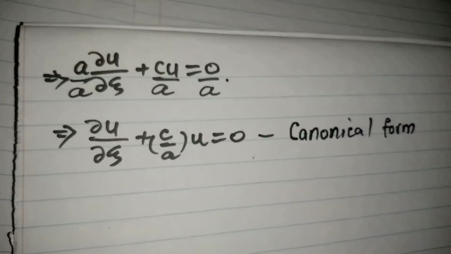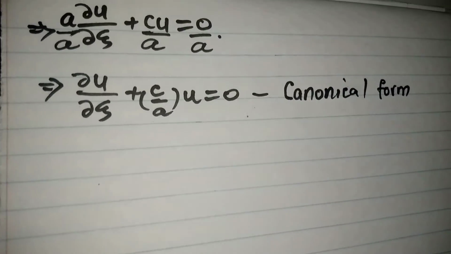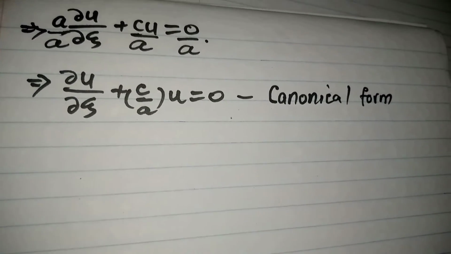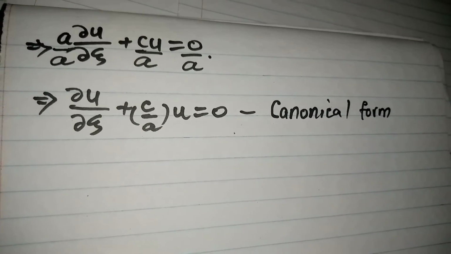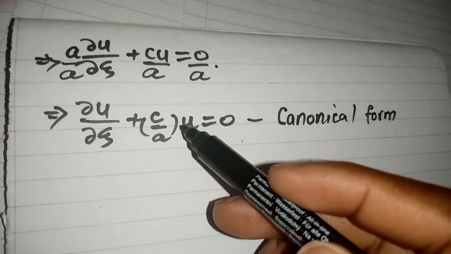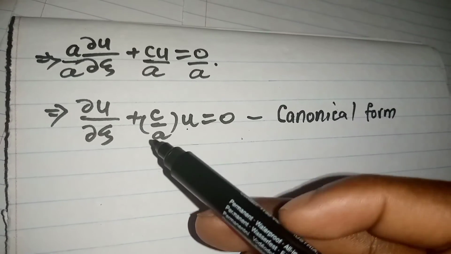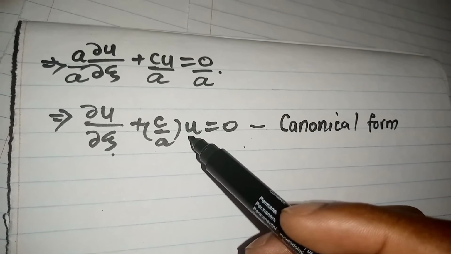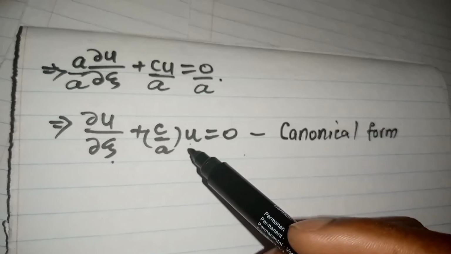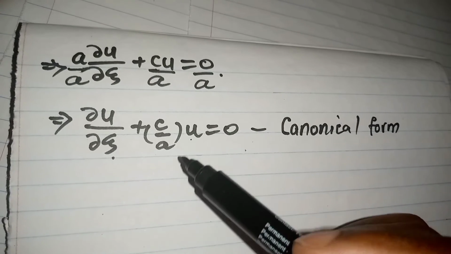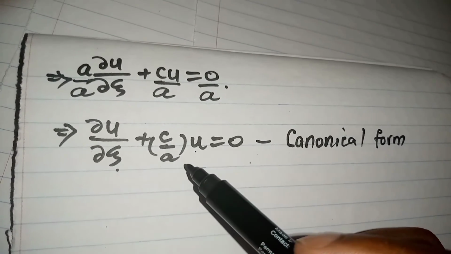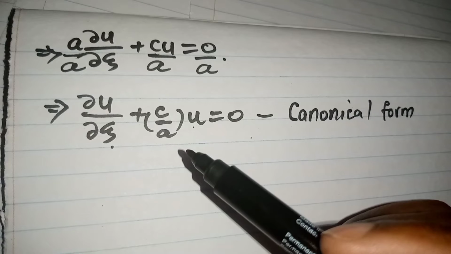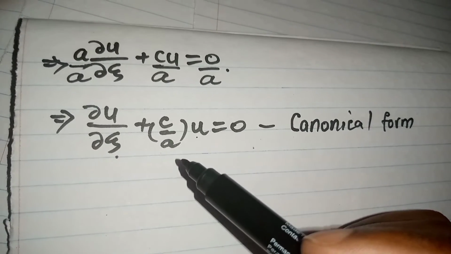This is called the canonical form of the PDE. And now we are going to obtain the value of u by integration. Remember, u is our dependent variable and xi is our independent variable. We are going to employ the method of integrating factor.